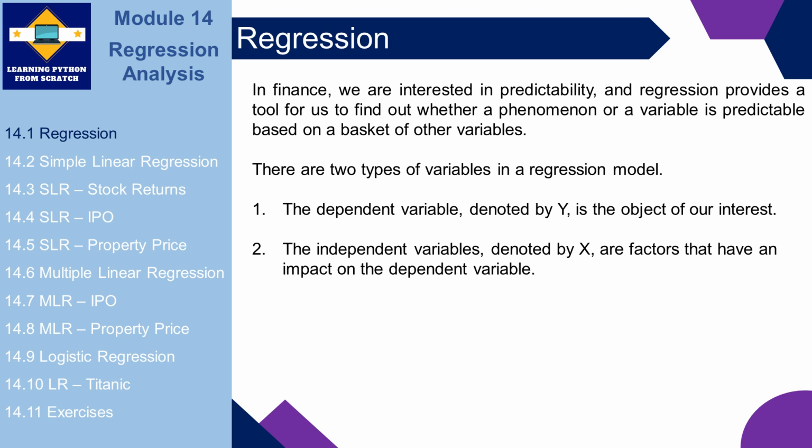There are two types of variables in a regression model. The dependent variable, denoted by y, is the object of our interest. The independent variables, denoted by x, are factors that have an impact on the dependent variable.